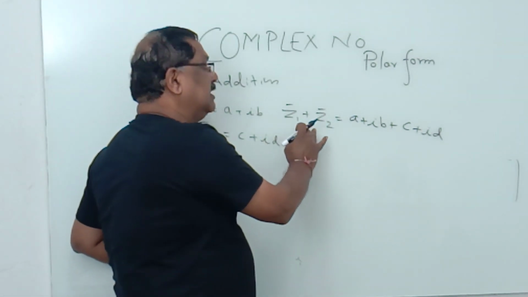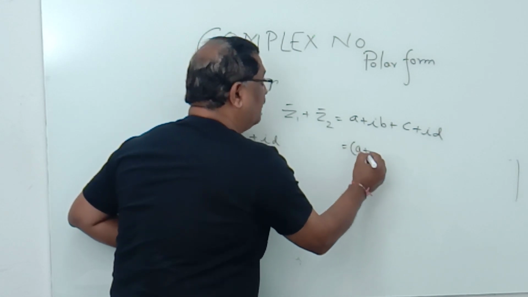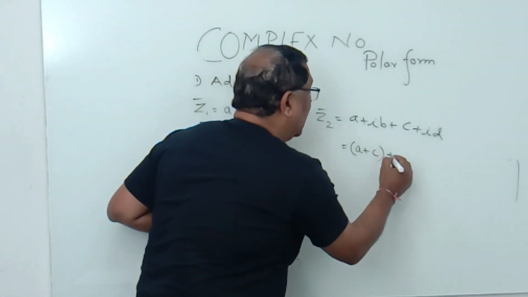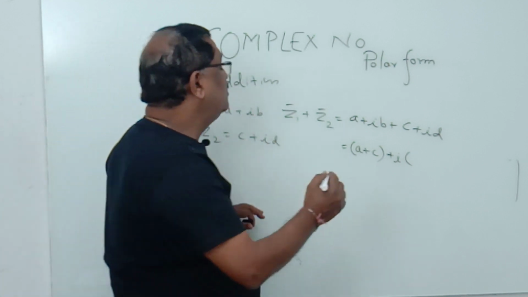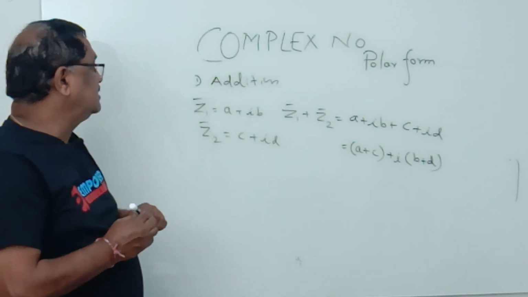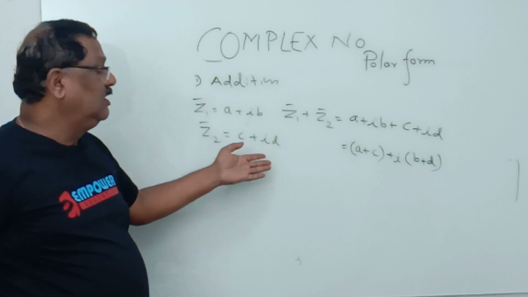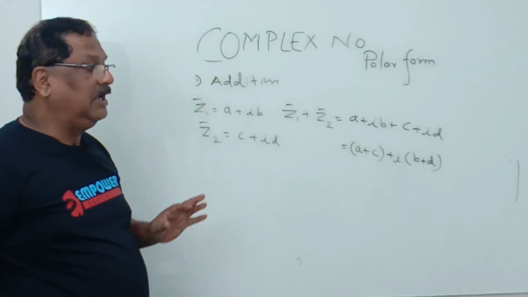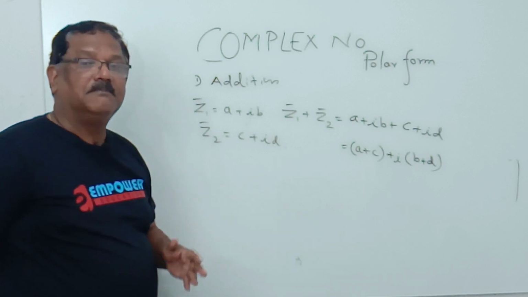Then when you add the two vectors, you will have addition of real parts. So the real part of Z1 bar plus Z2 bar will be A plus C, plus I times the imaginary part, which is the addition of the two imaginary parts, B plus D. So simple. So when I have a first vector Z1 bar, which is A plus IB, and Z2 bar is C plus ID, in the Cartesian form, then Z1 bar plus Z2 bar is equal to A plus IB plus C plus ID, and that is taken as A plus C plus I times B plus D.